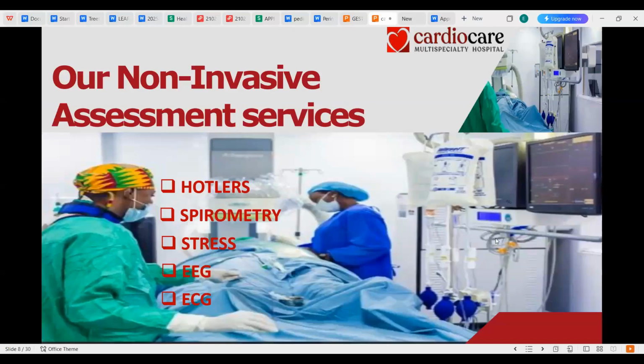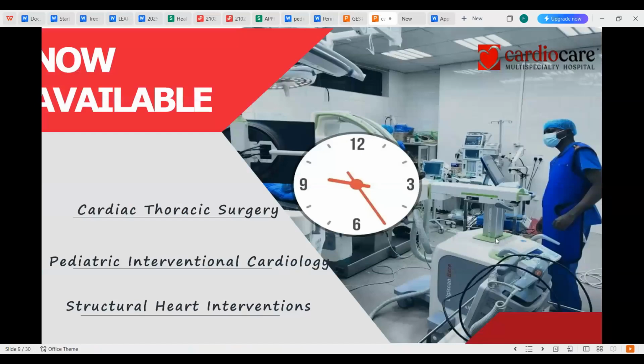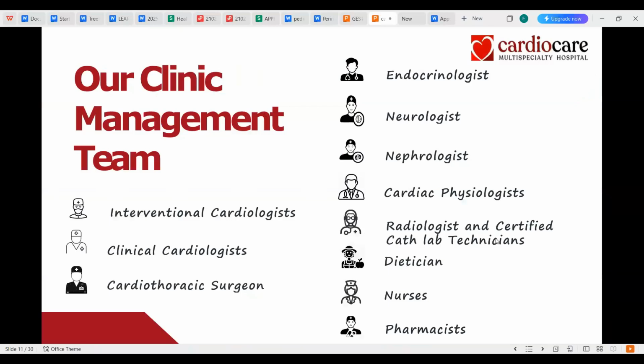So we also do non-invasive assessments, which includes Holter, spirometry, stress EEG, and ECGs. You can reach out to us, and we are now doing cardiac thoracic surgeries. If you have patients that are in need of those services, you can reach out to us.